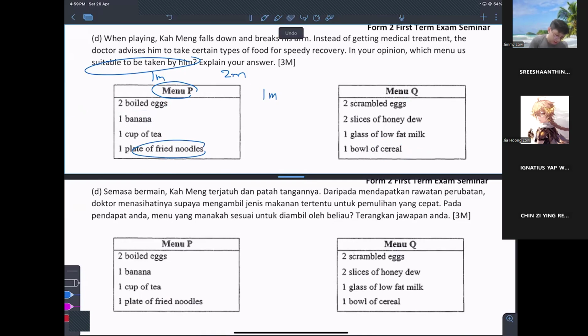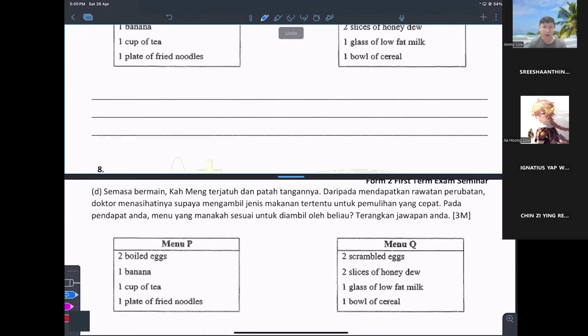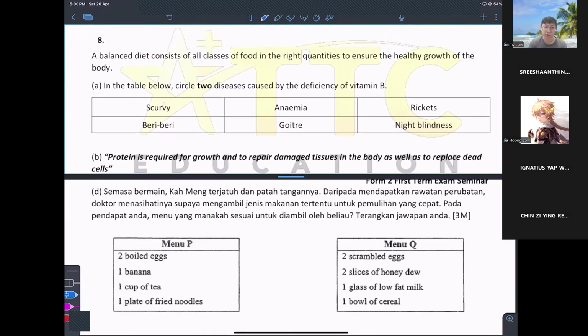Okay, sure. So we have a lot of ways to answer, but make sure you give the points that fit into these 2 marks. If your entire sentence only has 1 point, you only get 1 mark. The other mark you lost. But at least you must answer which menu is suitable. If you didn't answer this right, no matter what you explain, you get no marks. So always remember to read the questions.